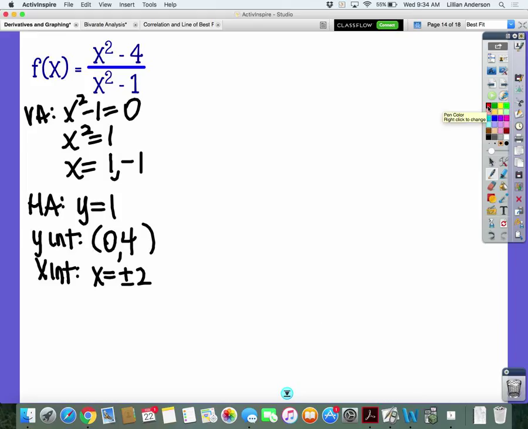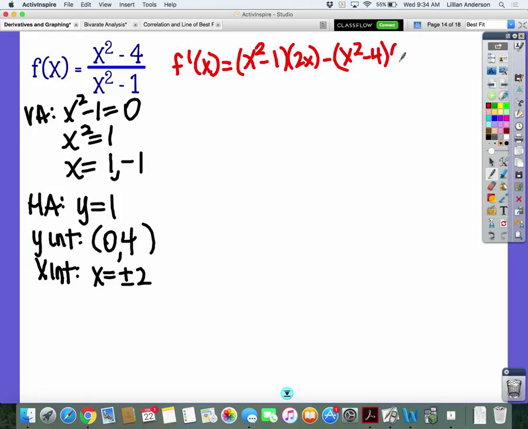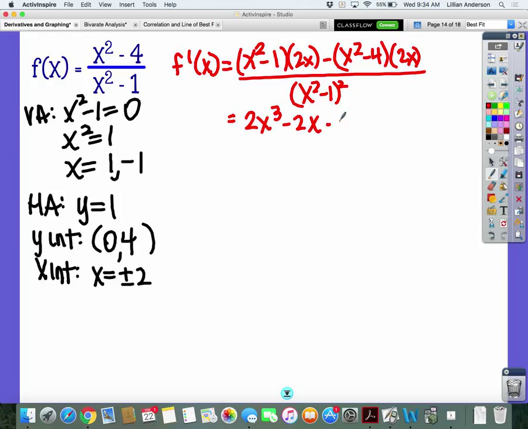So first derivative. So we have low d high minus high d low, all over low, low, okay? You don't have to expand that bottom. Remember what I said. You don't have to expand it, okay? You simplify the top. That's 2x cubed minus 2x squared minus 2x cubed plus 8x. You guys get a plus 8x? Remember, you got to distribute that negative over.